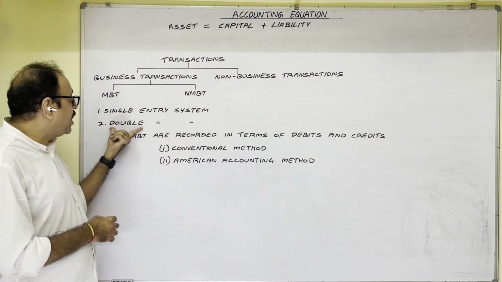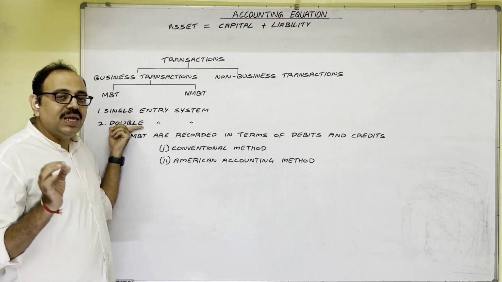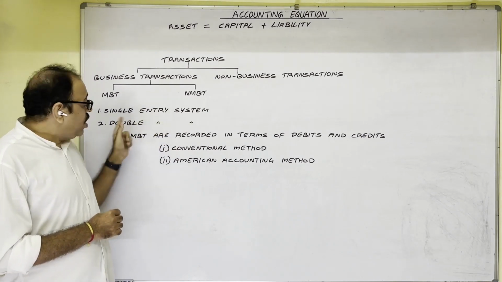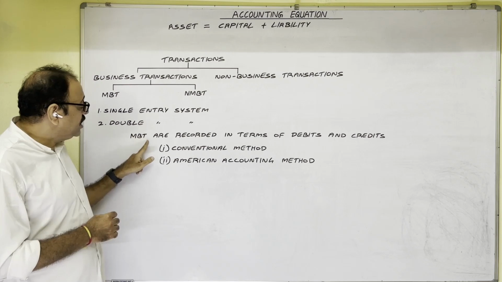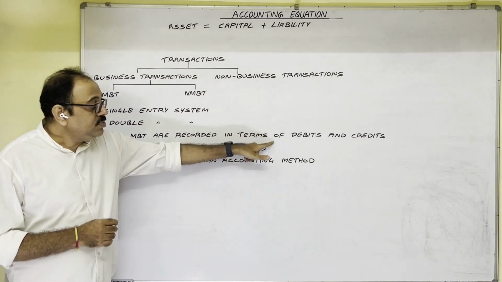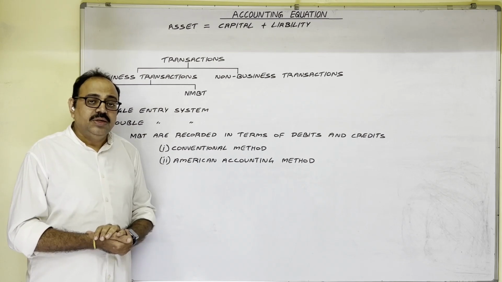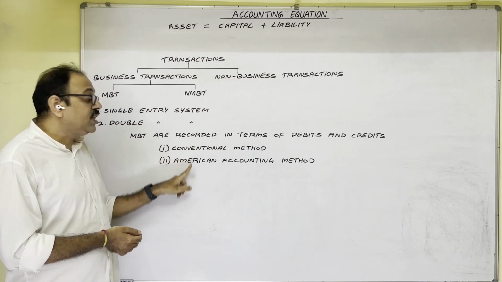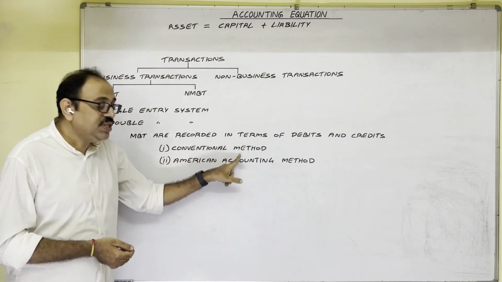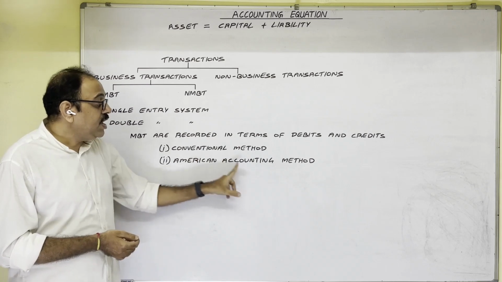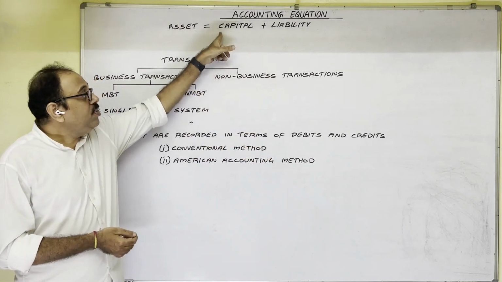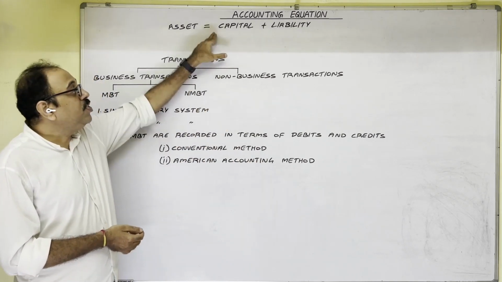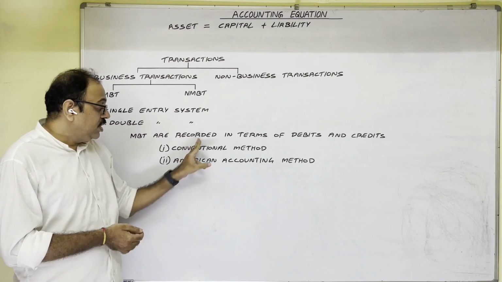So we will concentrate on the double entry system, because the accounting equation is created based on the double entry system. Under the double entry system, monetary business transactions are recorded in terms of debits and credits. To record debits and credits under the double entry system, two methods are there. First one, conventional method. Second one, American accounting method. This accounting equation is related to the American accounting method. That is why, before knowing about this, you should know about these two.